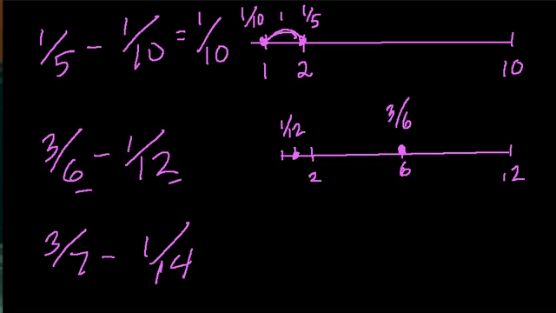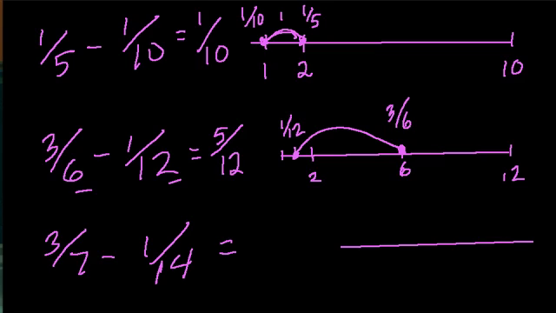And we're looking at the distance between these two. So how far is it from 6 down to 1? That's 5. So here my answer is 5 out of 12. That's our scale. And last but not least, we have 3/7 minus 1/14.